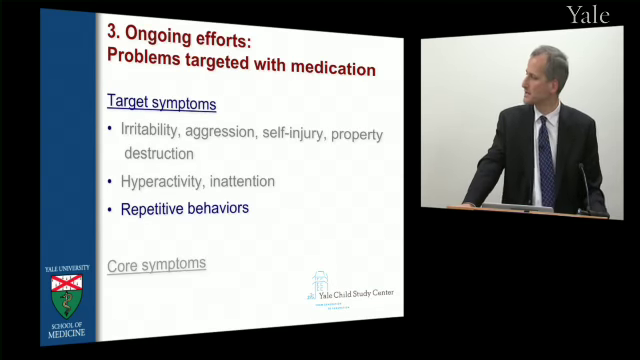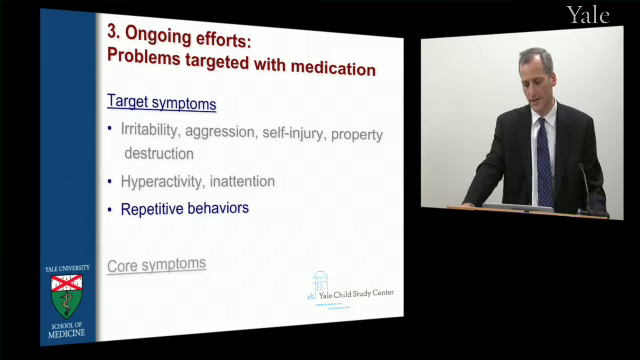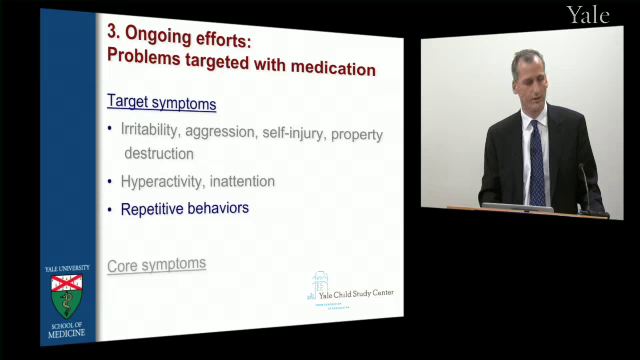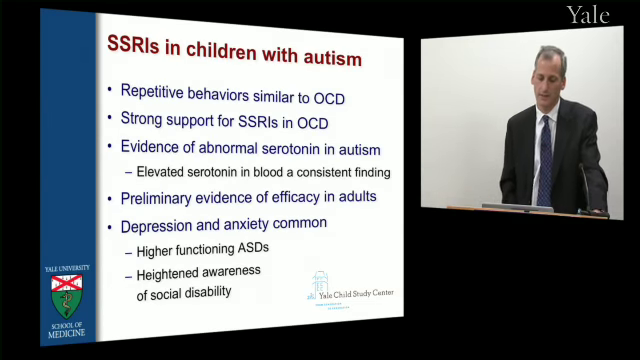The third and last medication that has been extensively studied in autism is to target repetitive behaviors. Some of these are interfering behaviors where a child will spend a lot of time doing the same activity over and over again to the exclusion of more socially adequate or appropriate activities.